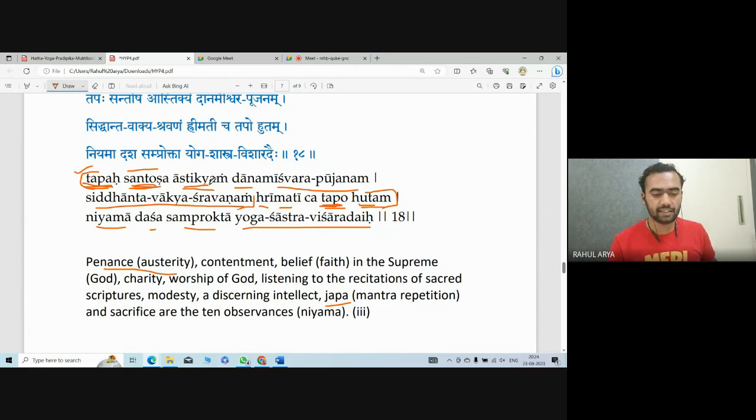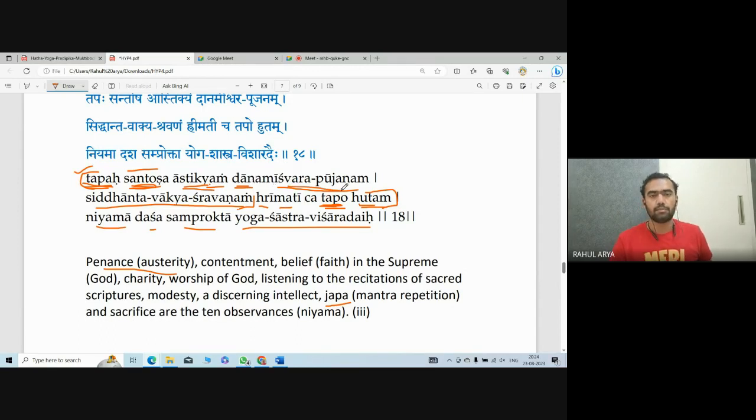Astikyam. Astikyam means one who believes in God, not only, as we say, showing off. That is not astikta. Astikta is for one who believes in humanity, who respects all the animals, all the humans, all living beings, even insects. That is really astik. Danam, charity.